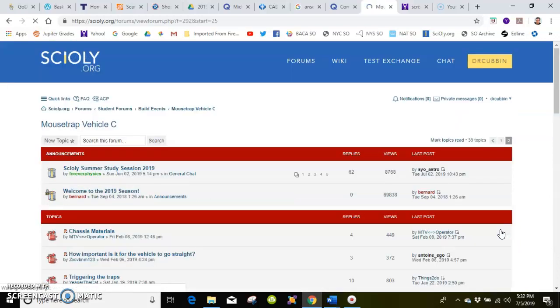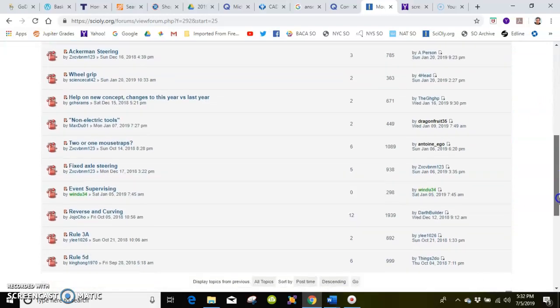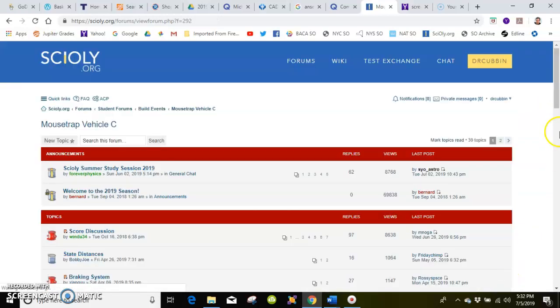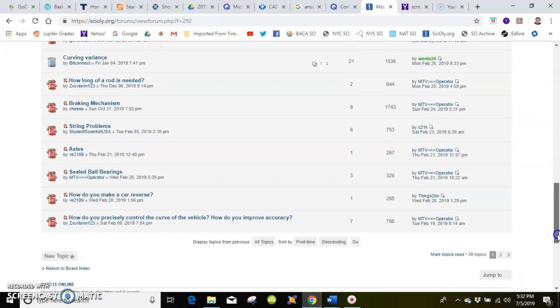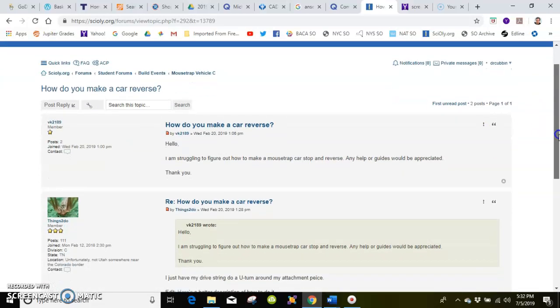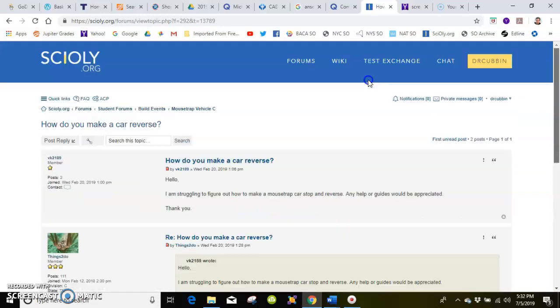Let's take a look. Okay, I don't see, because they're very similar. If you take a look down here, a lot of us have been looking and figuring out how do you make the car go in reverse. Okay, 285 posts, just for making the car go in reverse. So this is one of the things that you'd want to really look at if you're doing a build.